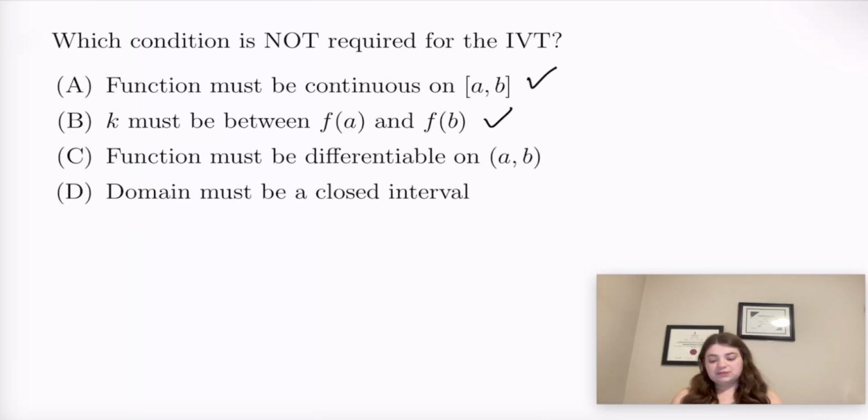C says the function must be differentiable on A comma B. Now that's not necessarily the case. It doesn't have to be differentiable. It just has to be continuous. So even if there's corners and cusps or things like that, that wouldn't be differentiable but would be continuous, that's totally fine for the intermediate value theorem. And so C would be the answer because the original definition for the intermediate value theorem didn't say anything about differentiable. It didn't mention derivatives at all whatsoever.